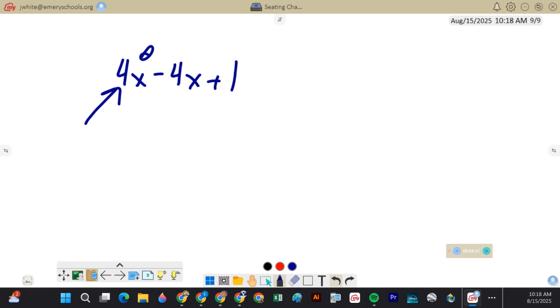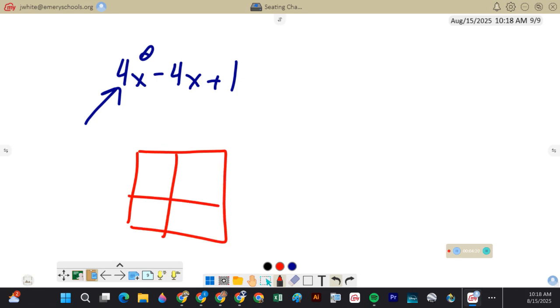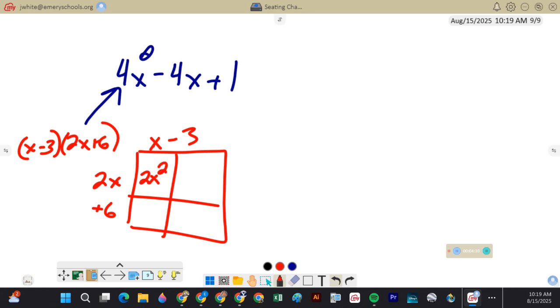So I'm going to maybe teach some of you a new way, but let's put this out into a multiplication box. So if I had x minus 3 and 2x plus 6, and I wanted to multiply those together, I can use this multiplication box to figure out what the simplified polynomial is. And you just do 2x times x would be 2x squared, and 2x times negative 3 is negative 6x, x times 6 is 6x, and 6 times negative 3 is negative 18. And then you just check to see if anything goes together.